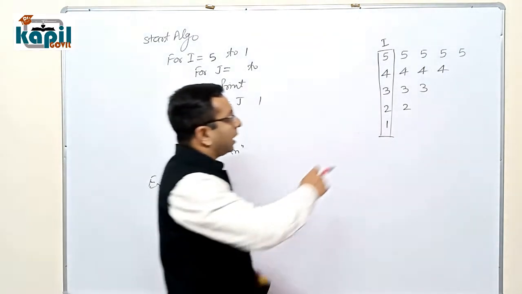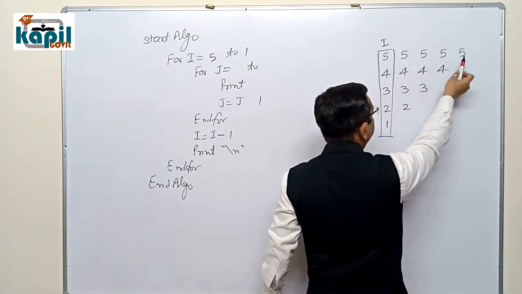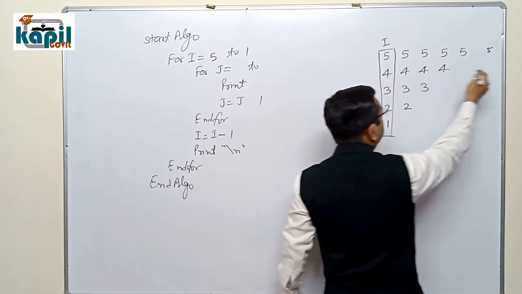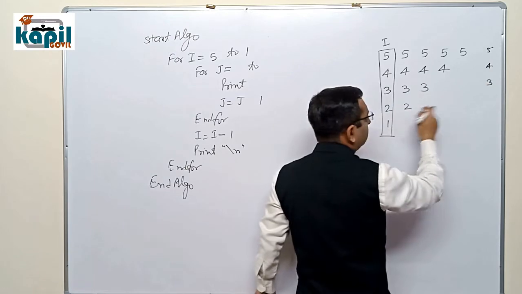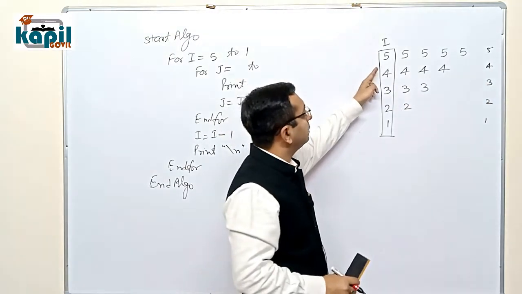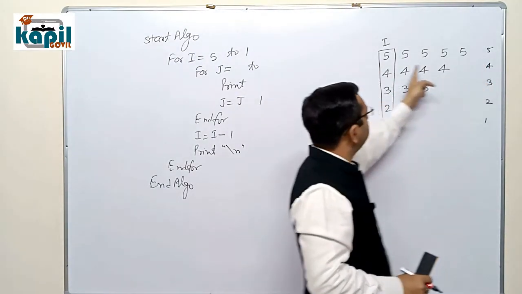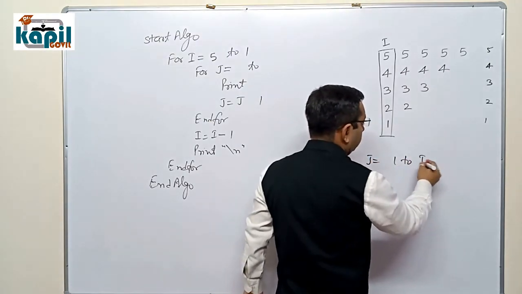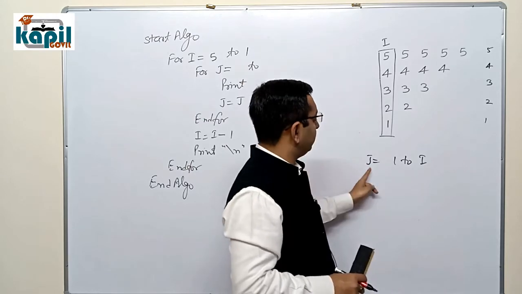Next, how many numbers are there in this row? 1, 2, 3, 4, 5. Here 5. 1, 2, 3, 4. 4. 1, 2, 3. 3. 1 and 2. 2 and this is 1. It means whatever the row number is, this counting will be the same. It means if we are writing j equal to 1 to I, what is the value of I at the first instance? That is 5. So j will be 1 to 5.